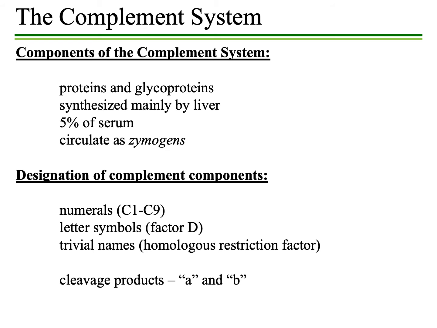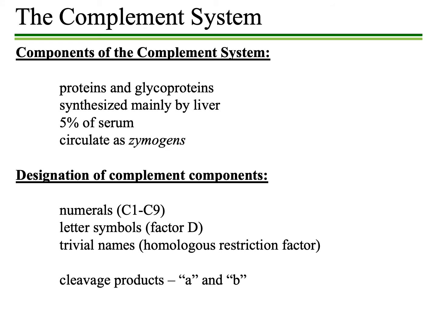Now, because there are so many different components associated with the complement system, I want to go over a little bit of the nomenclature associated with these proteins. Typically, most complement system proteins have the letter C and a number, like you see here, C1 through C9.